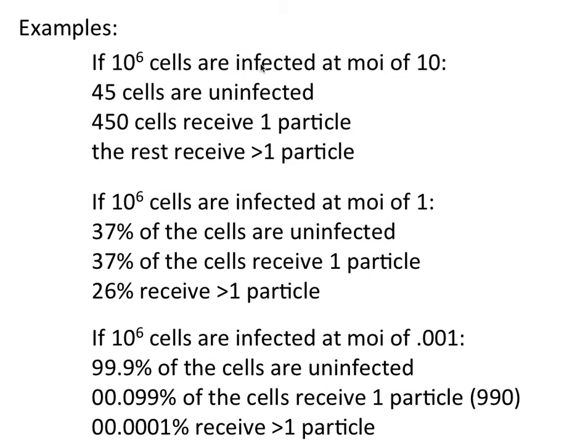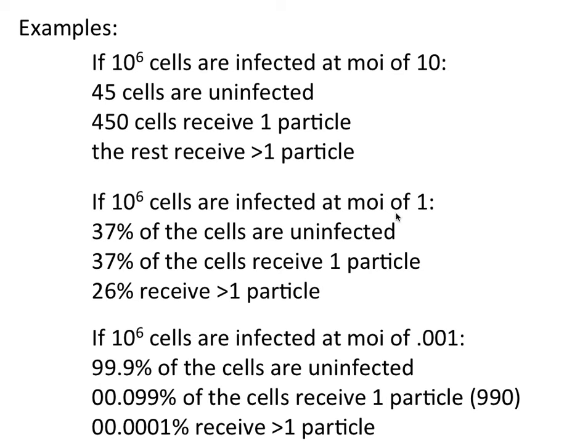If you infect 1,000,000 cells with an MOI of 10, and you use the equations from the previous slide, you will determine that 45 cells are uninfected, 450 cells receive one particle, and the rest get more than one. So you can see right away that at an MOI of 10, all of your cells are essentially infected, almost 1,000,000, subtracting 45 plus 450. And so that's why if you want to synchronize infection in a culture, you use a high MOI. 10, you could use 5 as well, but we use 10 to be sure.